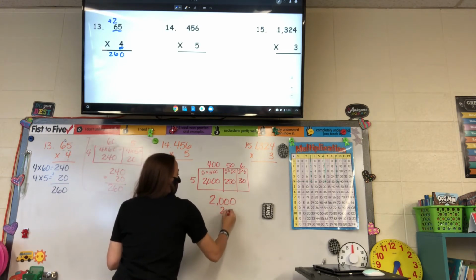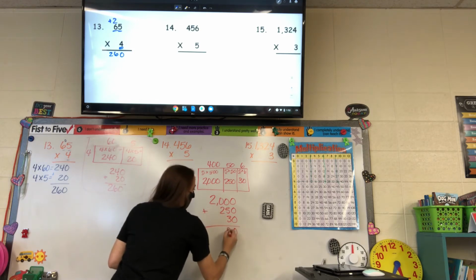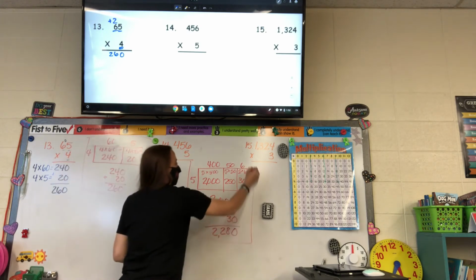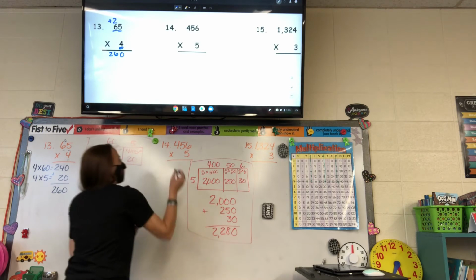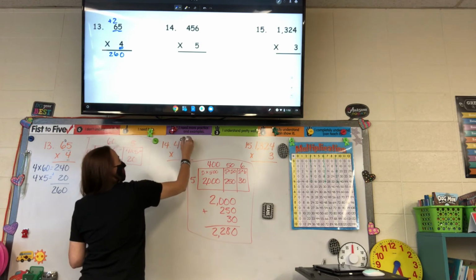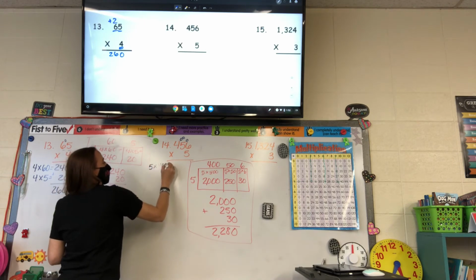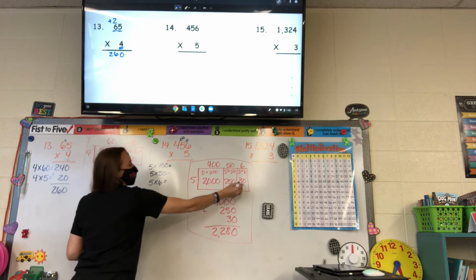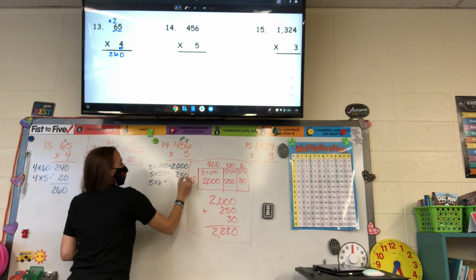2,000, 250, and then 30. If your favorite way to do these problems is with a model, this is what you need to write down on your paper. If you choose to do the partial products, write your 2 little zeros after the 4 and your 1 after the 5. 5 times 400, 5 times 50, 5 times 6. And your answers are going to be the same as these three: 2,000, 250, then 30.